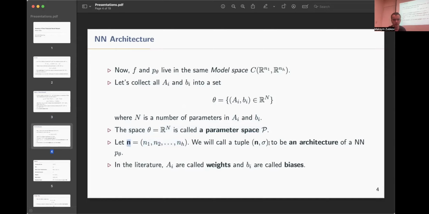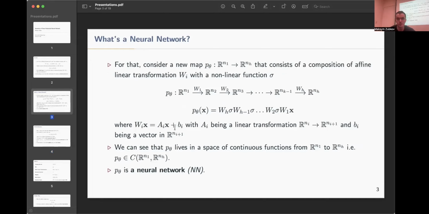The architecture of my neural network is how many layers I have, what their dimensions are, and what activation function I'm using. So this A_i is like a stacked matrix of all the coefficients of the linear transformation. And the b_i are the shift that we're doing, so they're the biases, basically.